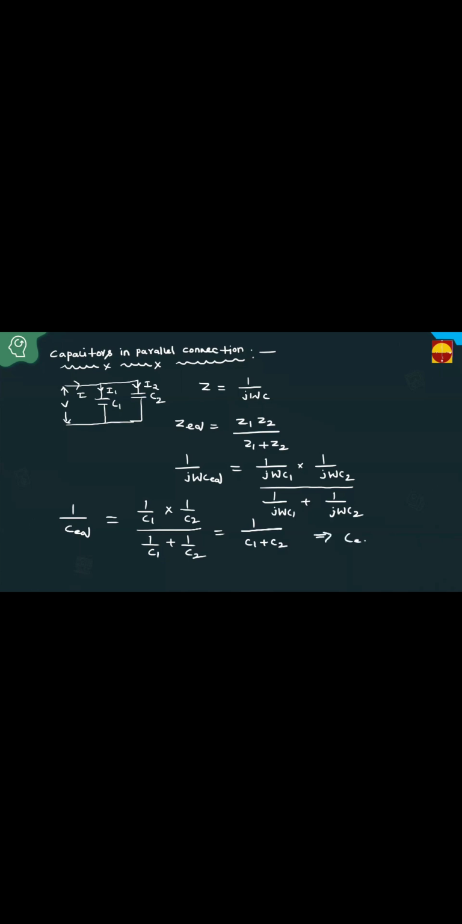Then from this, what is the C equivalent? C1 plus C2. Capacitors in parallel are similar to resistors in series. Capacitor series connection is similar to resistors in parallel. This is the only difference, students. For resistors and inductors the analysis is the same, but capacitors in parallel are similar to resistors in series, and capacitors in series are similar to resistors in parallel. From that point of view, C equivalent equals C1 plus C2.